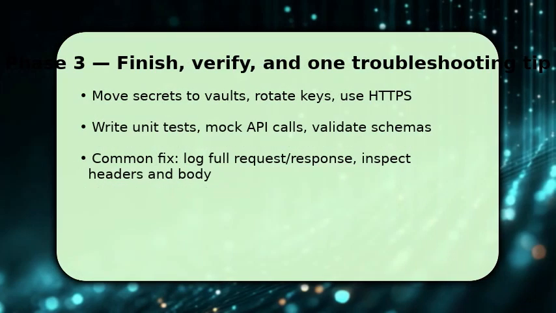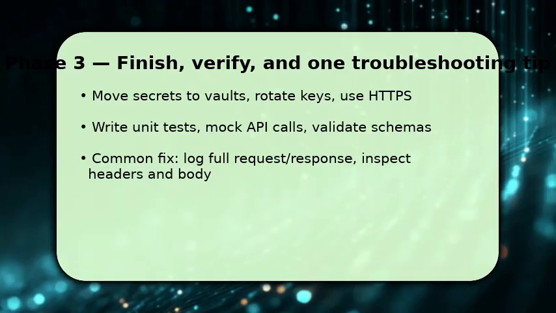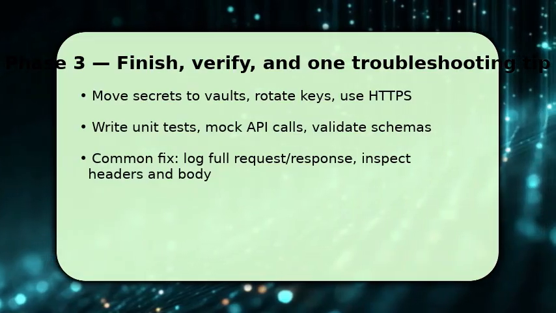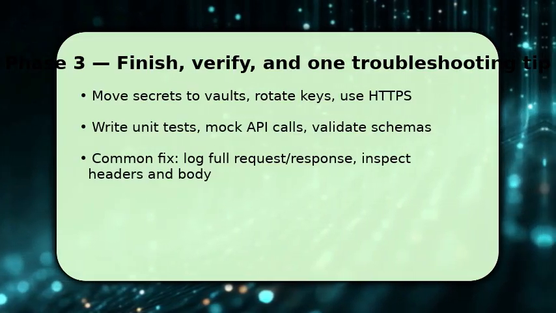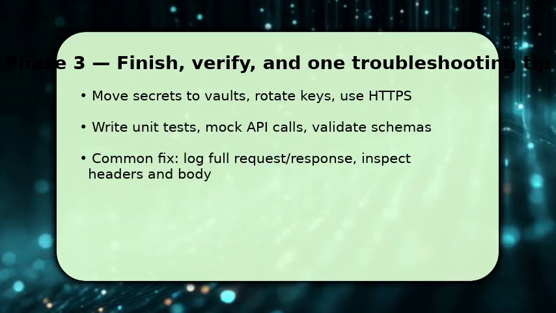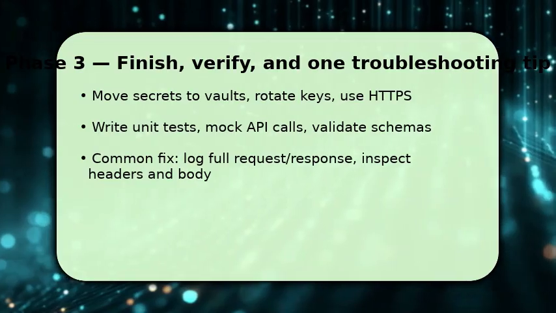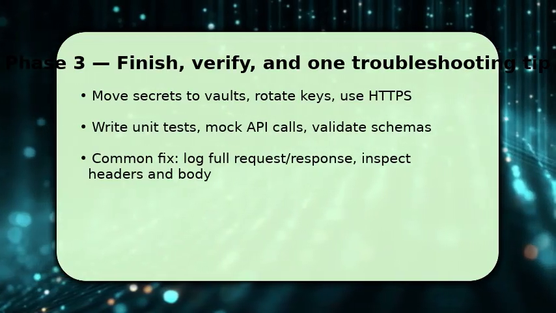You finalize by securing credentials. Use a vault or environment variables and ensure HTTPS for all traffic, because secrets leak on plain HTTP. Then write tests that mock API calls and validate response schemas so your integration stays stable. Once deployed, monitor logs and metrics for error patterns.